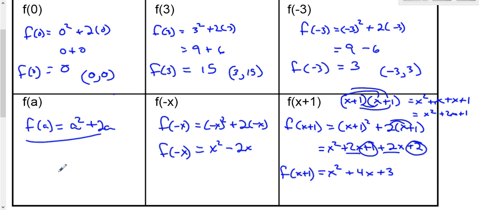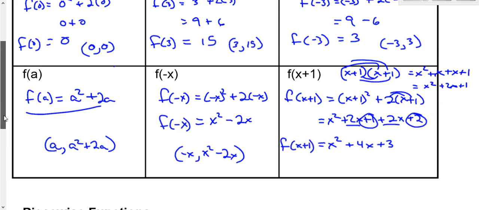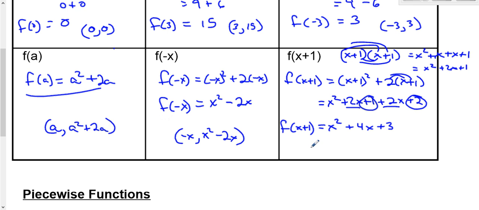For a, we plugged in a, and our answer was a squared plus 2a. So our ordered pair is just two variable expressions. Same thing with negative x. We plugged in negative x. Our answer was x squared minus 2x. And for x plus 1, we put in x plus 1, and our answer was x squared plus 4x plus 3. And that is our ordered pair for that one.